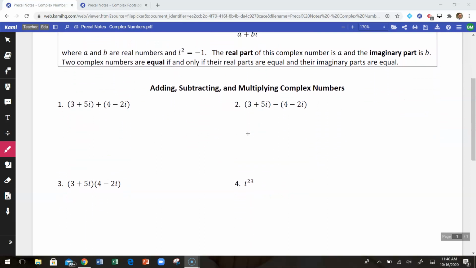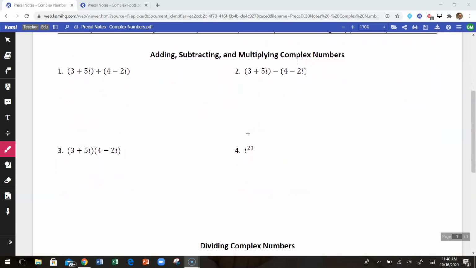First, I just want to go through some operations with complex numbers, such as adding, subtracting, and multiplying. So whenever you add complex numbers, you are simply going to take the real parts and add those together. So 4 plus 3 is 7. And then take the imaginary parts, which would be 5i and negative 2i, and add those together, which would give you plus 3i. And your answer is going to be of the form a plus bi every time.